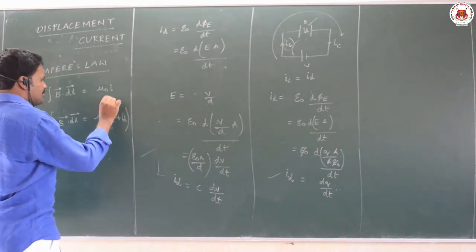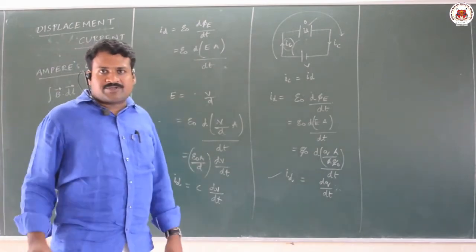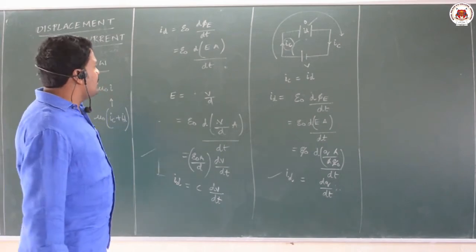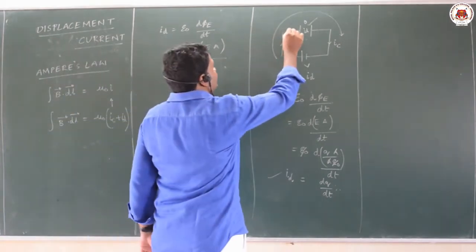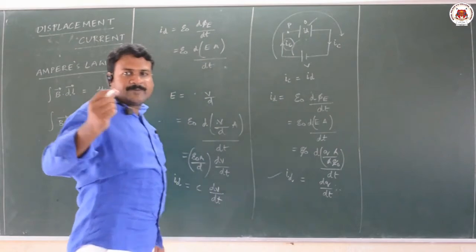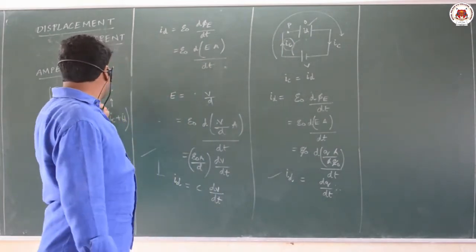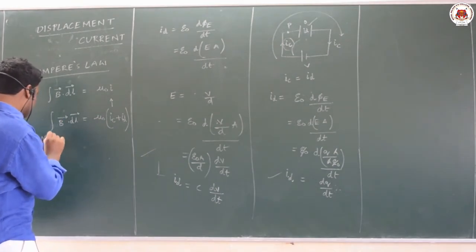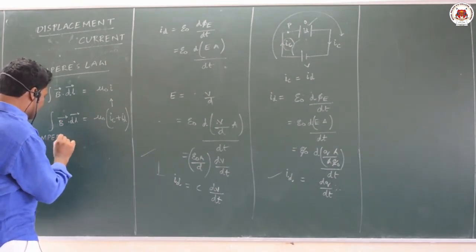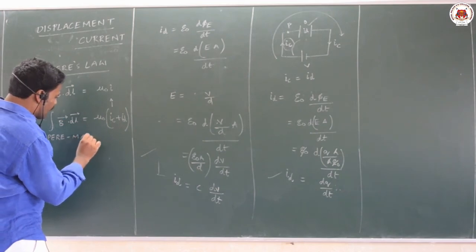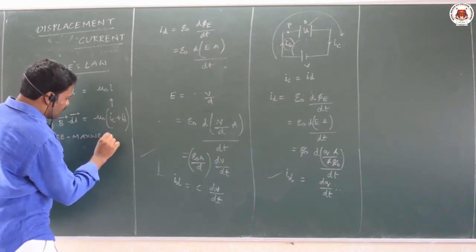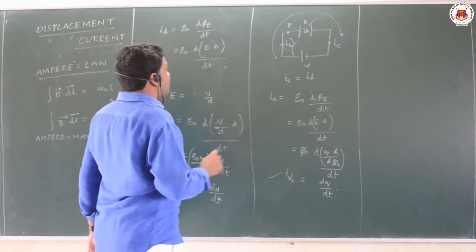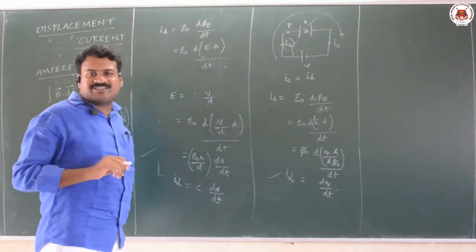So the thing is, wherever there is conduction current, displacement current will be 0. Suppose I am applying the law at this point, let us take P. This is the Ampere-Maxwell law. Maxwell has corrected this, and this is nothing but the Ampere-Maxwell law.